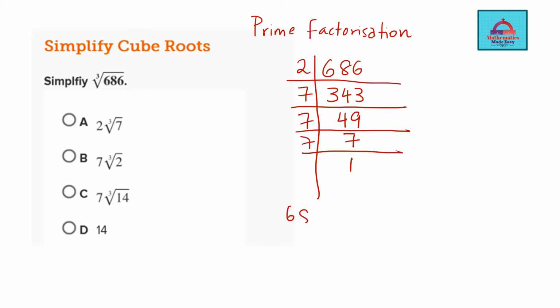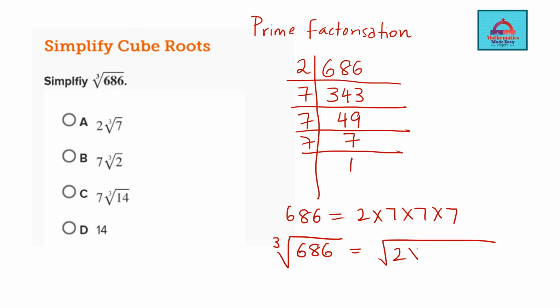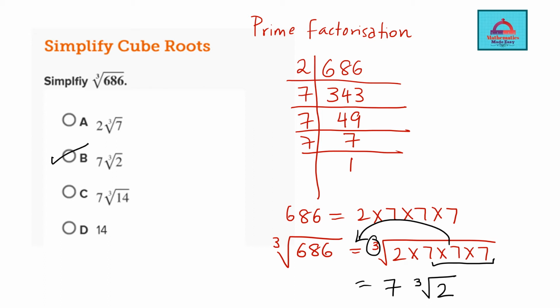So you get 686 as 2 multiplied with 7 multiplied with 7 multiplied with 7. Now when you take the cube root of 686, you are taking the cube root of 2 multiplied with 7 multiplied with 7 multiplied with 7. Now because the index is 3, you are going to take a group of 3 outside. So 7 comes out and inside you are left with the cube root of 2. So definitely, as you see, your answer is B here. So use prime factorization for finding cube root.